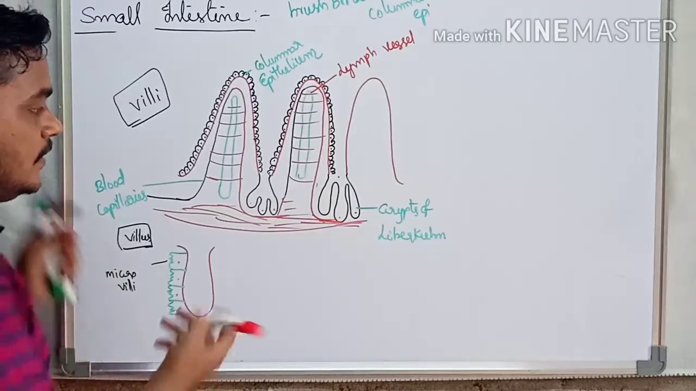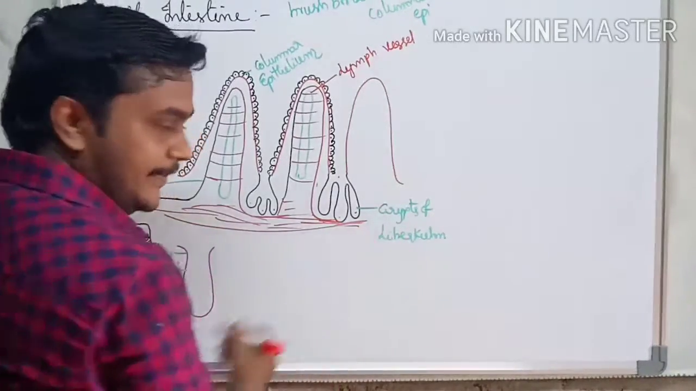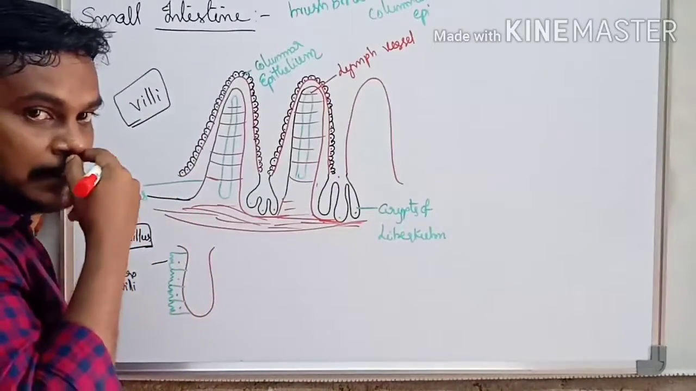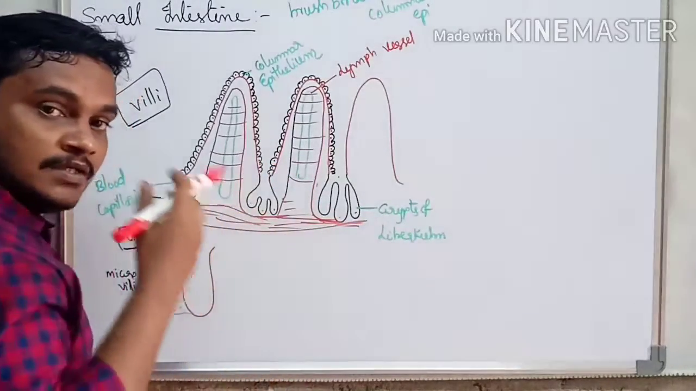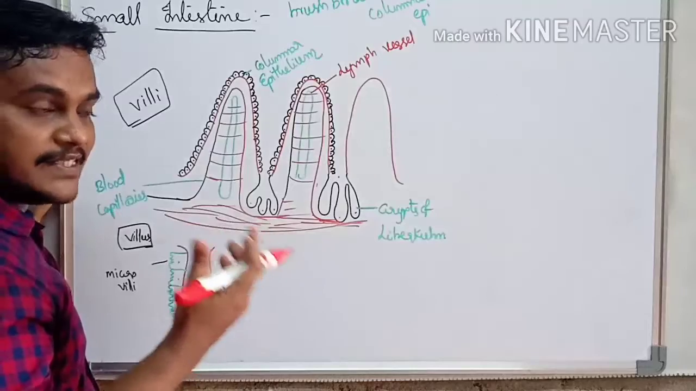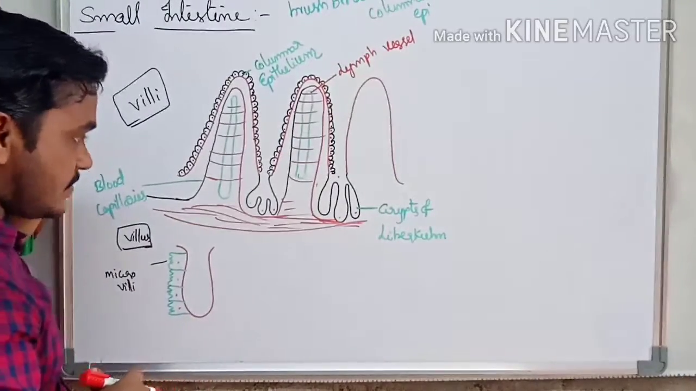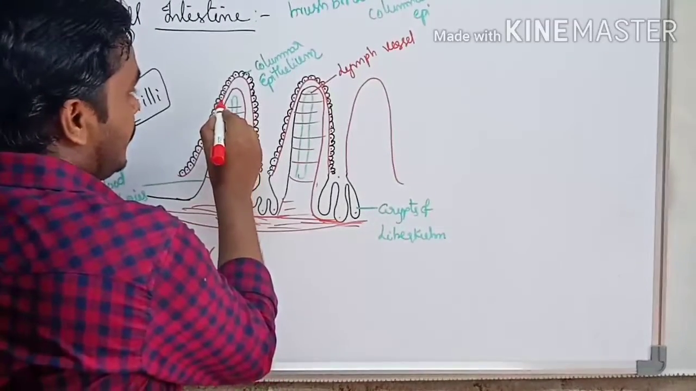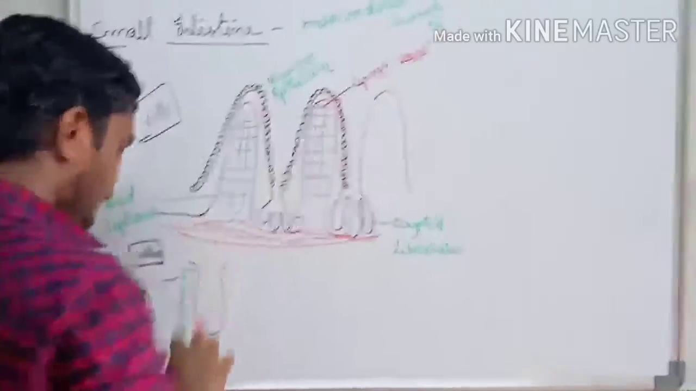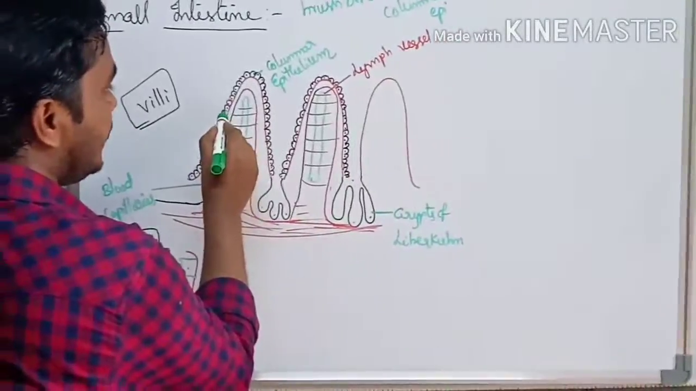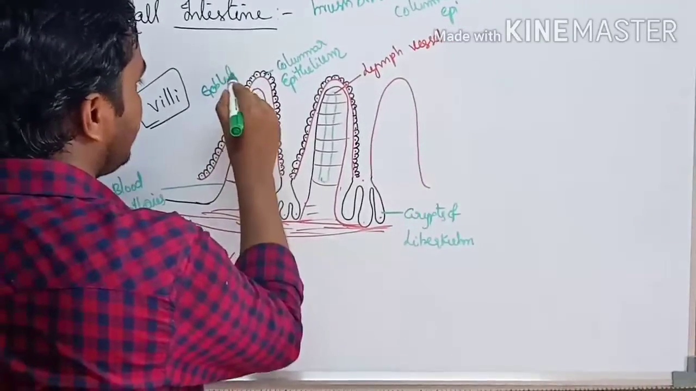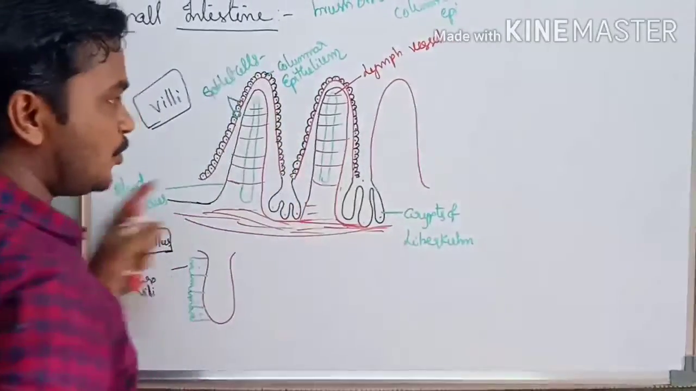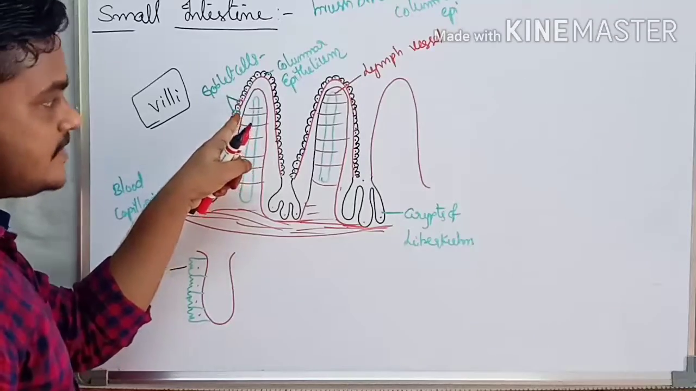Here you will see the crypts of Lieberkühn. Normally the cells of the crypts of Lieberkühn are of different types, and different cells secrete different secretions. In the columnar epithelium on the surface of the villi, there are some cells, those are goblet cells. They secrete mucus. They are sometimes highlighted on the surface.